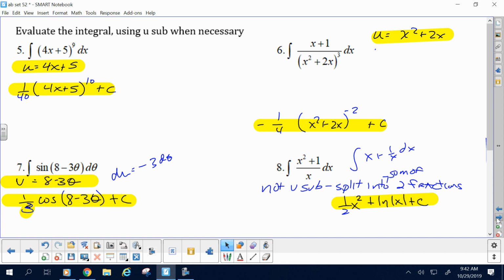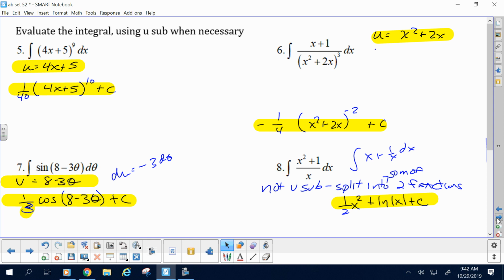Number 5, using a u of 4x plus 5, we should get 1/40th (4x plus 5) to the 10th plus c. Number 6, using a u of x squared plus 2x, you should get negative 1/4 (x squared plus 2x) to the negative 2nd plus c.